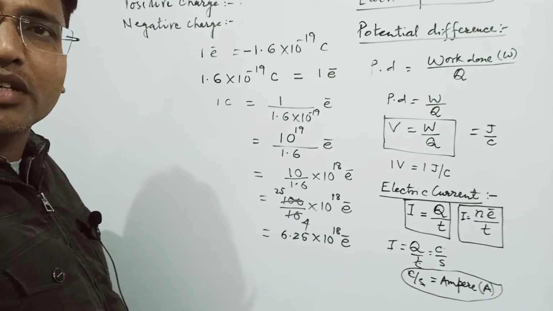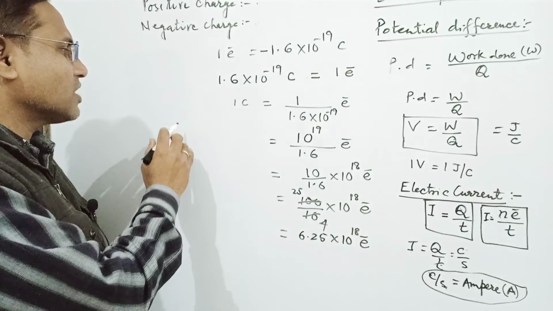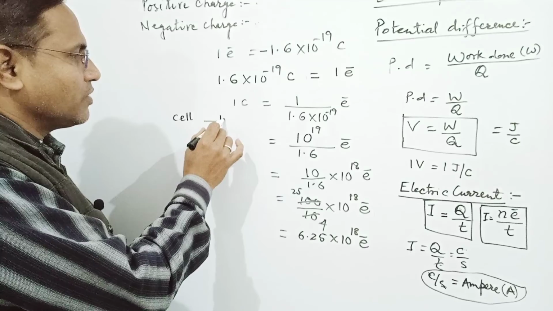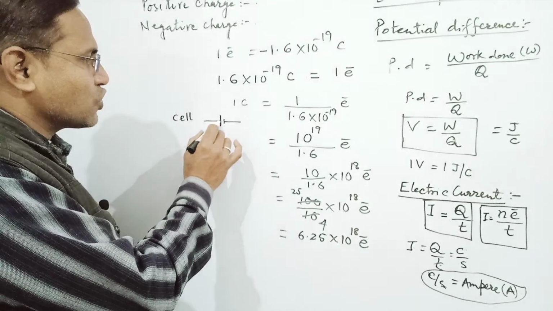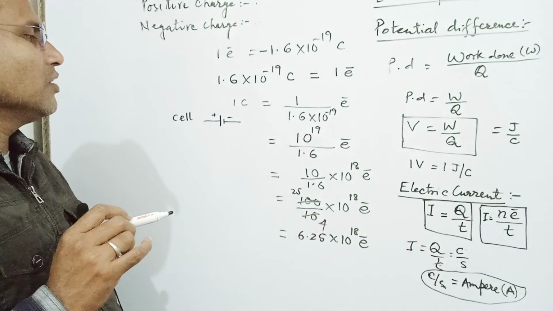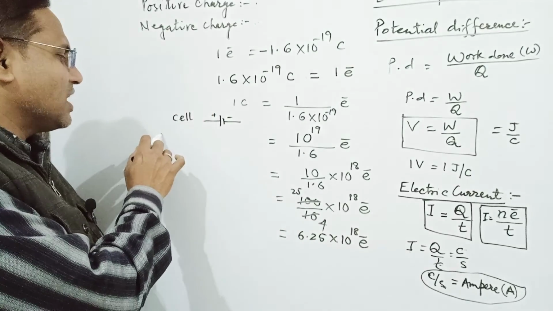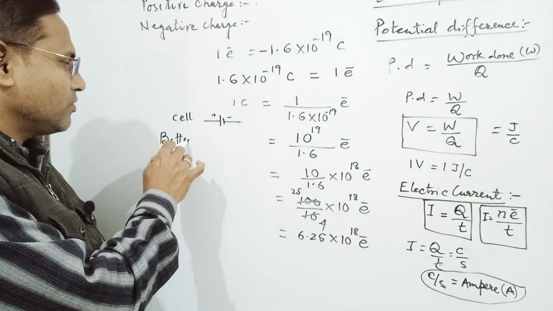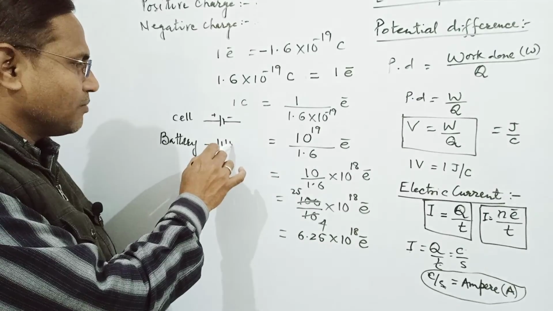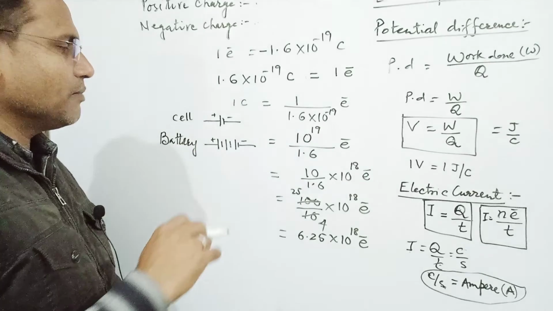Let me turn the camera a little this side. For example, we see the case of a cell. A cell is shown in this way, where the bigger line shows the positive end and the smaller one shows the negative end. If more than one cell is there, we call it a battery, because a battery is only a combination of cells.